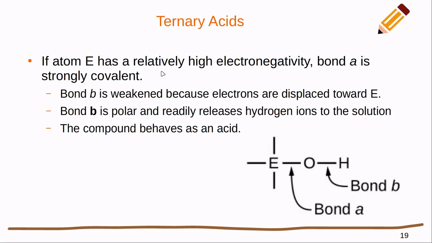If atom E has relatively high electronegativity, bond A is strongly covalent. Okay, bond B is weakened because electrons are displaced towards E. And then bond B is polar and releases the hydrogen ions to the solution, and the compound behaves as an acid. So if E really wants to have electrons, it will draw electron density through this bond towards it. It will strengthen this bond between E and oxygen. That will draw electrons away from this bond here, weakening it, and then a hydrogen proton will be released.